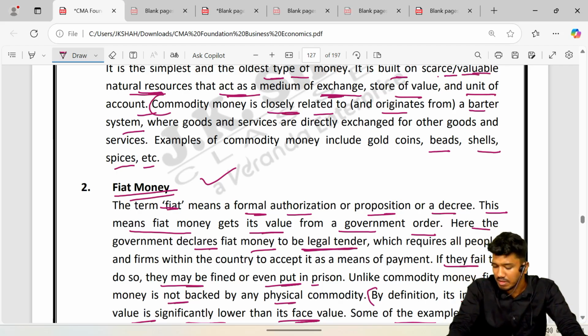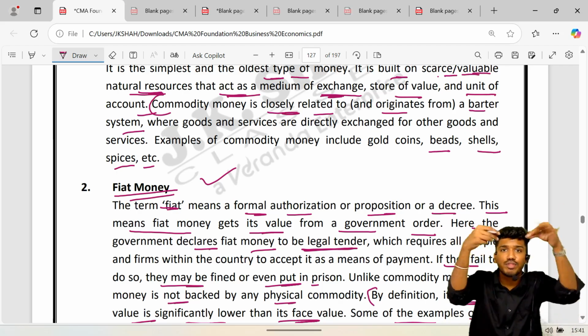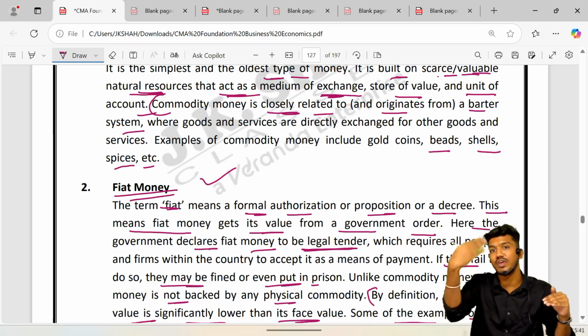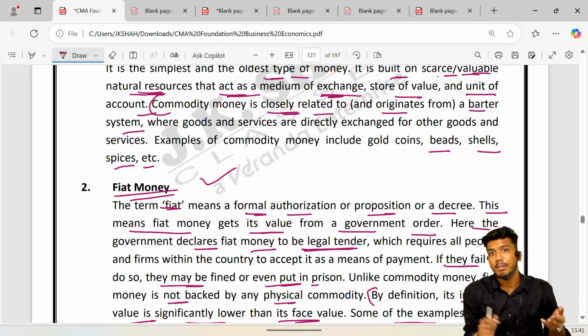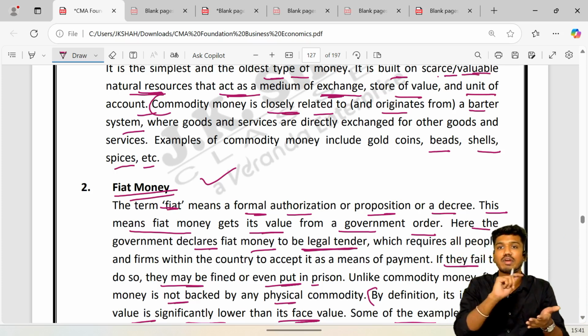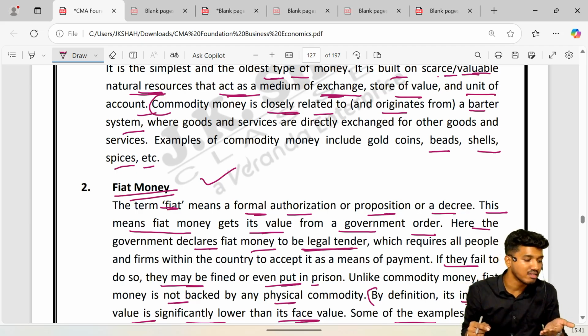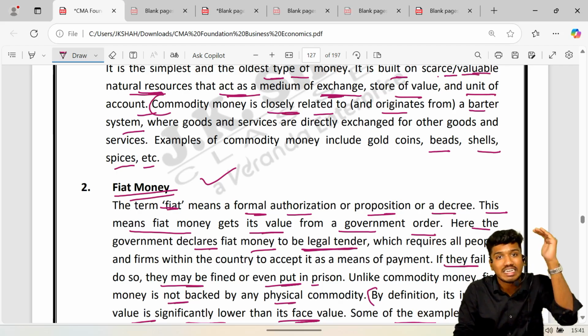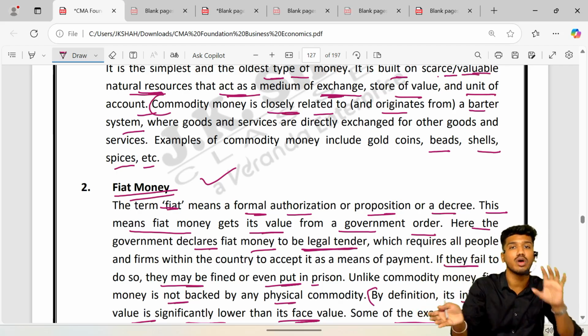Next, guys, the value of the fiat money, its paper value, is less as compared to its face value. The paper cost 2 rupees, but the moment it is printed as a 500 note and signed by the governor, its worth got incremented. So its intrinsic value is less, but its face value is more.